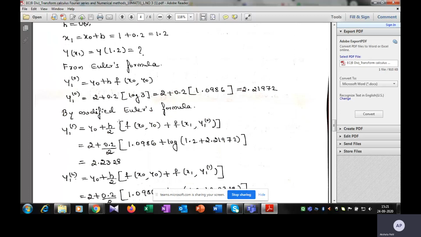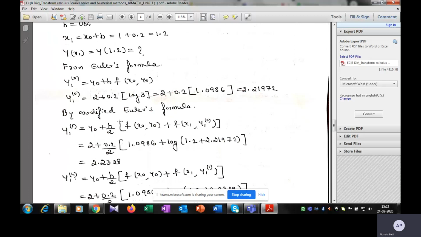Okay, so substitute all the values here. So y1 of initial approximation equals 2 plus h, which is 0.2, into f of x naught comma y naught, meaning log of 3. So you will get 2 plus 0.2 into 1.0986. So you will get 2.21972 is the initial approximation value of y1.